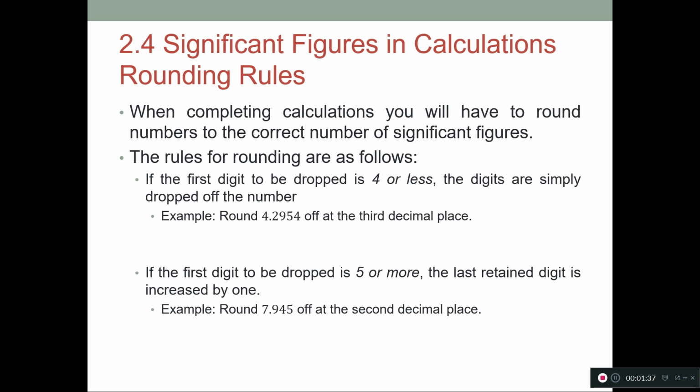So for example, if we have 4.2954 and we want to round it to the third decimal place, what we want to do is remove that 4. Because the 4 comes after that 5, that means we don't actually change that 5. And so the answer would just be 4.295. However, if the number that comes after the one that we want to drop is 5 or greater, then we have to round that digit up. So for instance, on this one, we want this 4 to be rounded up to 5. We want to drop that 5, and so that would give us the answer of 7.95.